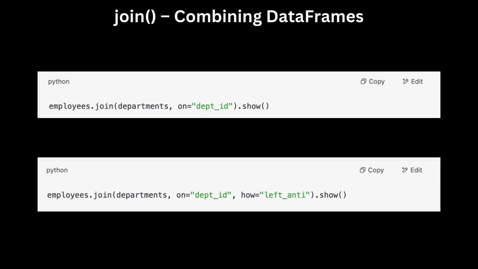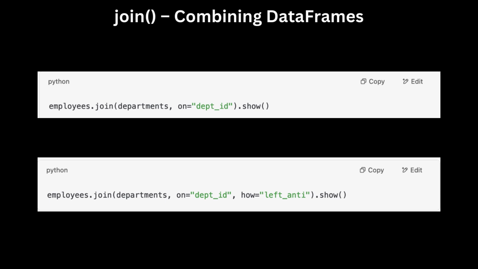Say employees not assigned to any department. Let's talk about handling column name conflicts. If both data frames have a column with the same name, other than the join key, PySpark will automatically rename them by appending suffixes like _left and _right. You can manually control this by renaming or selecting specific columns post-join using select.